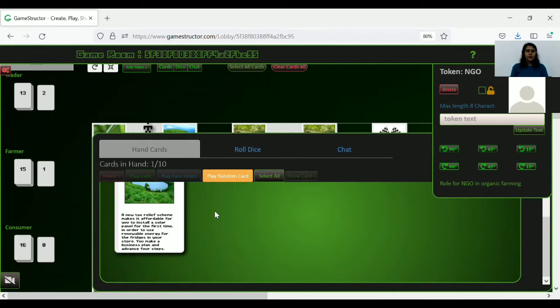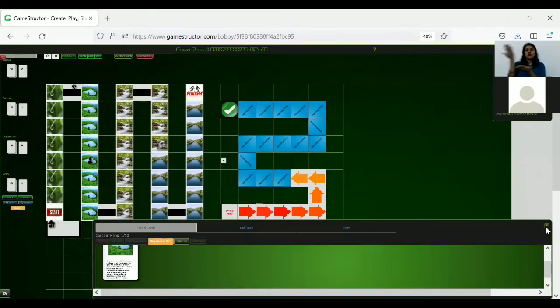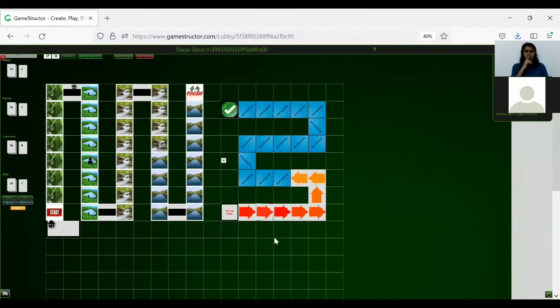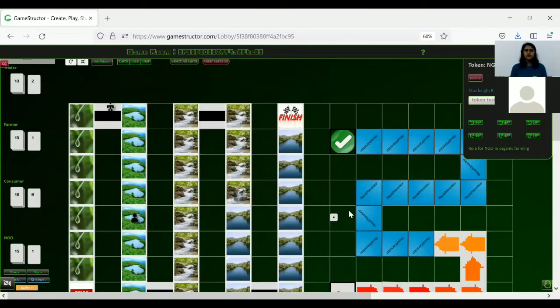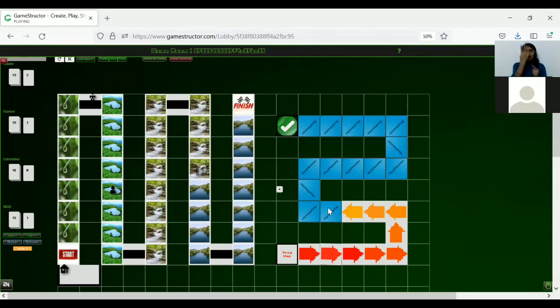So it says, to you NGO, a new tax scheme makes it affordable for you to install a solar panel for the first time, to use renewable energy for your fridges. And you make a business plan and advance 4 steps. Right. So this is something good. And then we advance here 4 steps. 1, 2, 3, 4. Right.